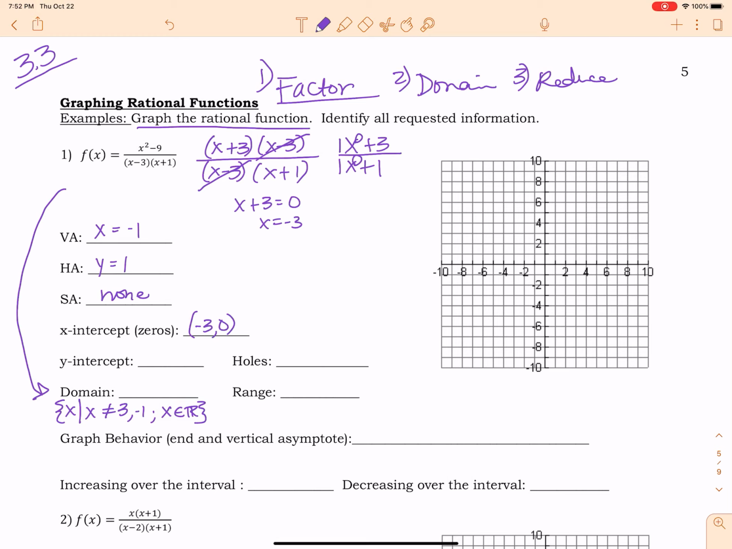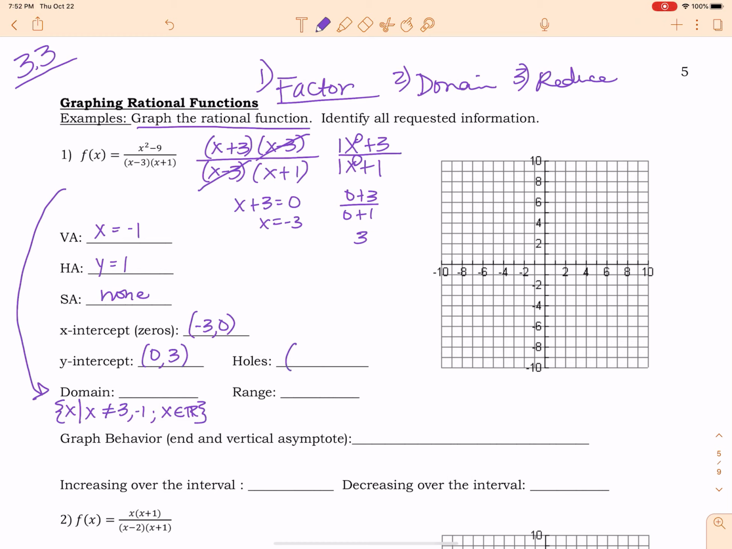My y-intercept, I am just going to let all the x's be zeros. I'm going to have 0 plus 3 over 0 plus 1, and that gives me 3. So my y-intercept, of course, is 0, 3.